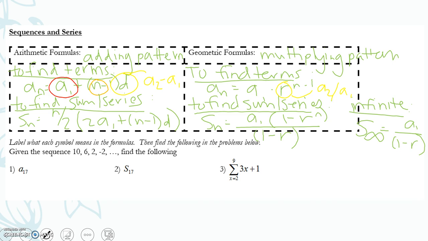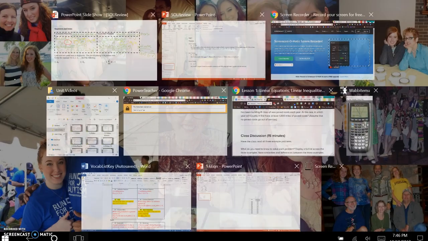Going on to the example problems, the first one says, given the sequence 10, 6, 2, negative 2, find the following. The first mission is to figure out if it is arithmetic or geometric. So in this case, I am subtracting by 4, so adding negative 4 each time. That means it's an arithmetic pattern. So that means I'm going to be using the things in the first box. So the first question asks for find A17. So find the 17th term, which means I'm going to be using the AN formula.